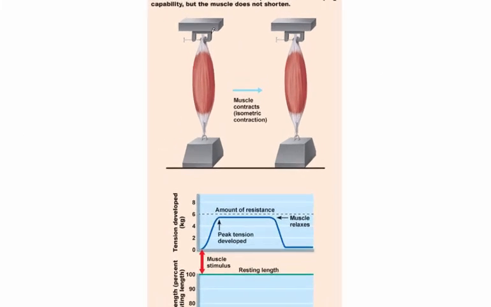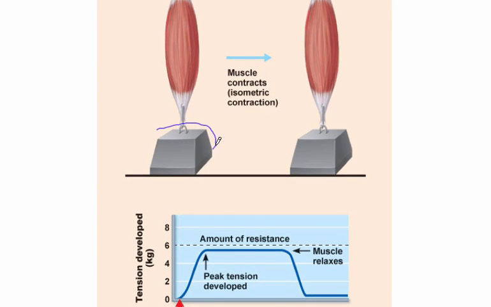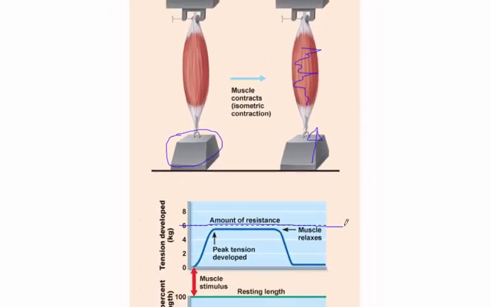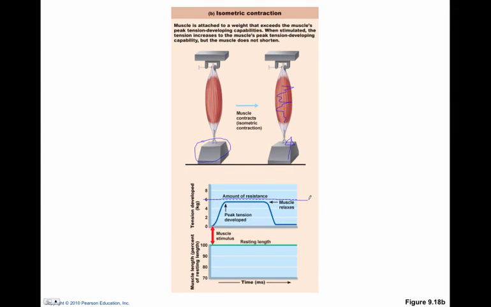Just taking a look at this weight here, it is just too great for this muscle to overcome. So even though these fibers are contracting, trying to lift this up, it's not going to happen because the load is too great, and we never get to this threshold where we are able to overcome that. That's one of the differences within isometric contraction.